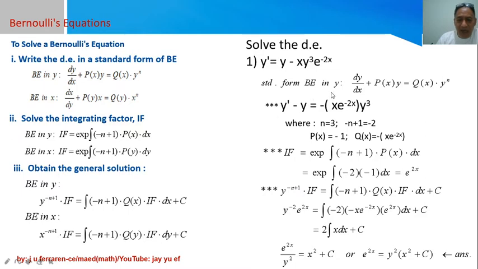Being a Bernoulli in y, you can start with y, but consider an exponent which is minus n plus 1, multiplied with the IF. Then we have the integral of the product of minus n plus 1, the q sub x, multiplied with the IF as your integrand. Okay, then do the substitution. Minus 2. This is your q. The minus x exponential of minus 2x, then it's multiplied with the IF, which is the exponential 2x.